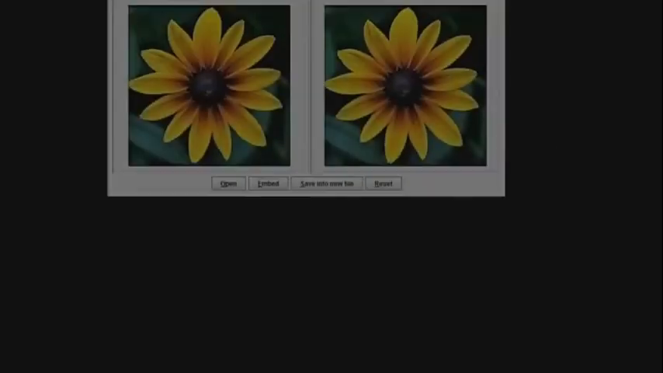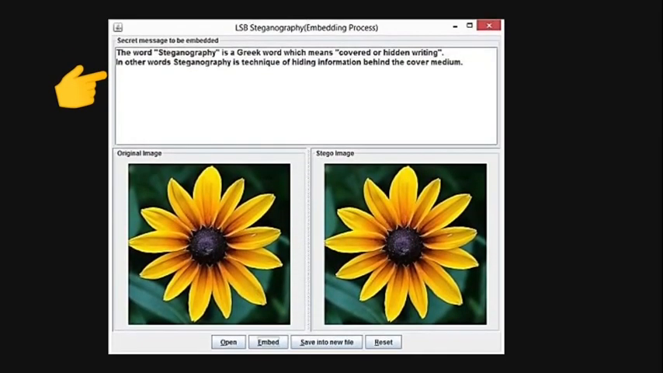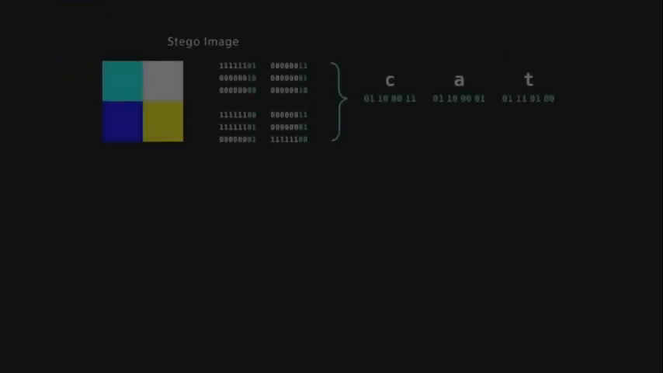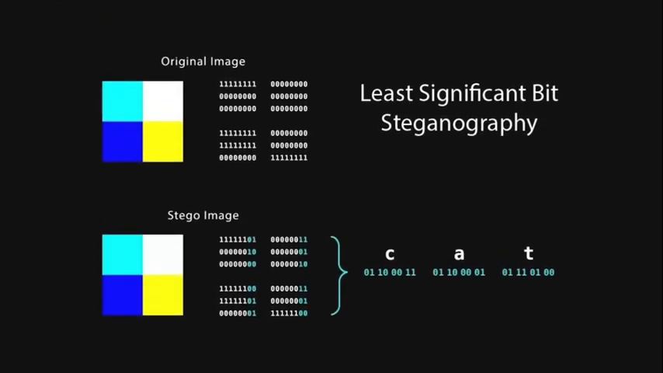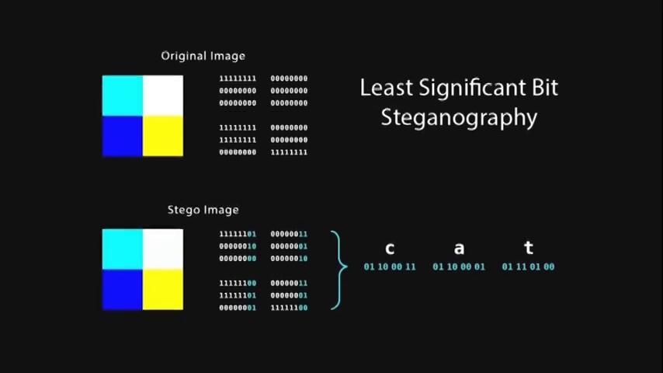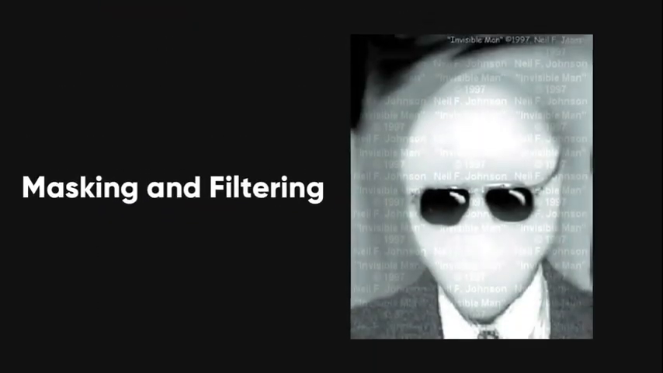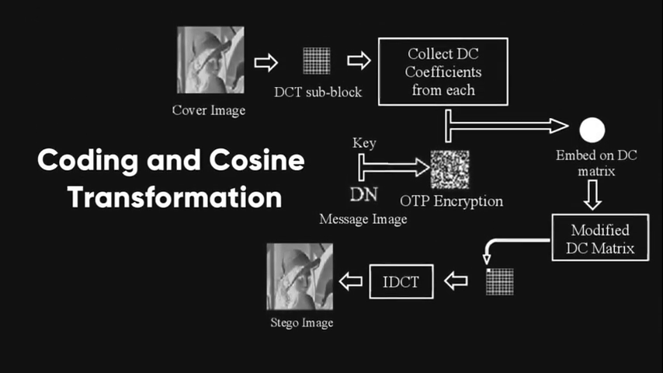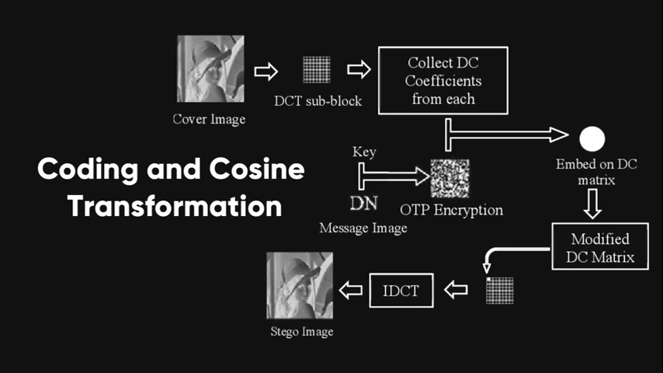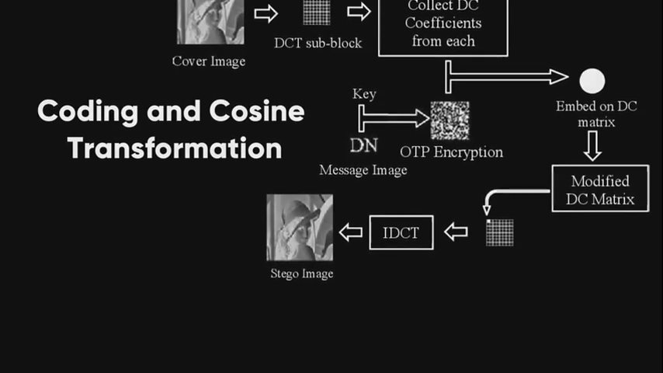Image steganography is one of the most amazing types. It's about hiding secret messages or data inside digital images. There are different methods to do this, like the least significant bit technique. This method hides data in the least significant bit of each pixel in an image. Masking and filtering. Here, you manipulate the image's color values to hide the data. Coding and cosine transformation. This technique uses mathematical transformations to embed the data in the image.